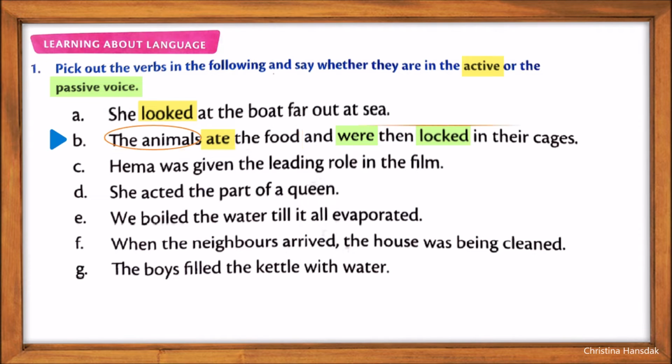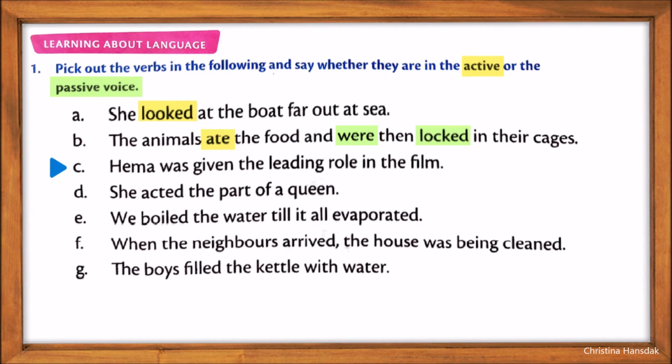Okay? Now the remaining part. And were then locked in their cages. In this part, the verb is were locked. Alright? But students, no subject is mentioned here, or the subject, the animals, are not doing any action. But what happened to them? They were locked in their cages by someone. Isn't it? So, the verb ate is in the active voice and the verb were locked is in the passive voice. Clear?